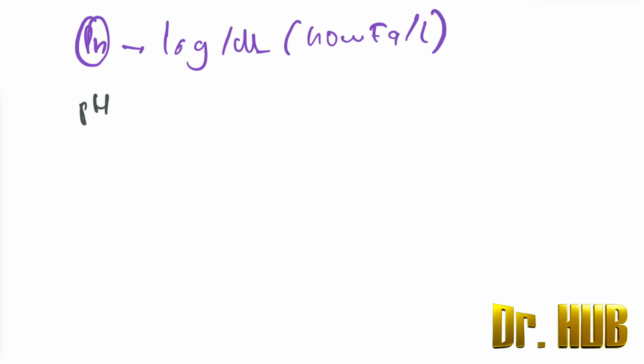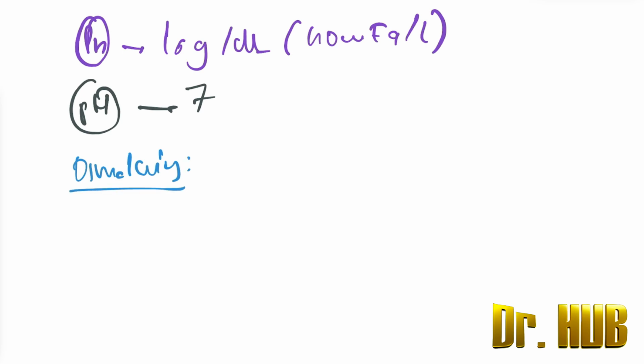Then let's look at pH. The pH is 7. Then what about the osmolarity? Osmolarity is going to be about 281 milliosmoles per liter, whereas in the extracellular it was 282.